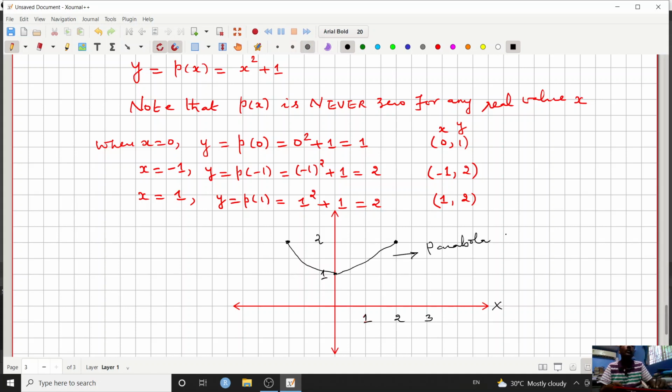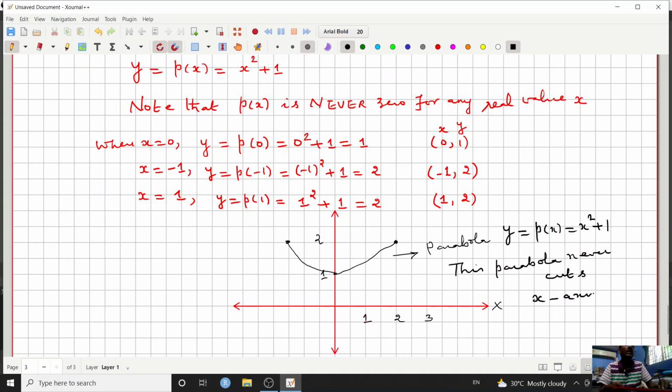Y is equal to p of x, that is equal to x square plus 1. This parabola never cuts the x-axis. That means what? This parabola never cuts the x-axis.